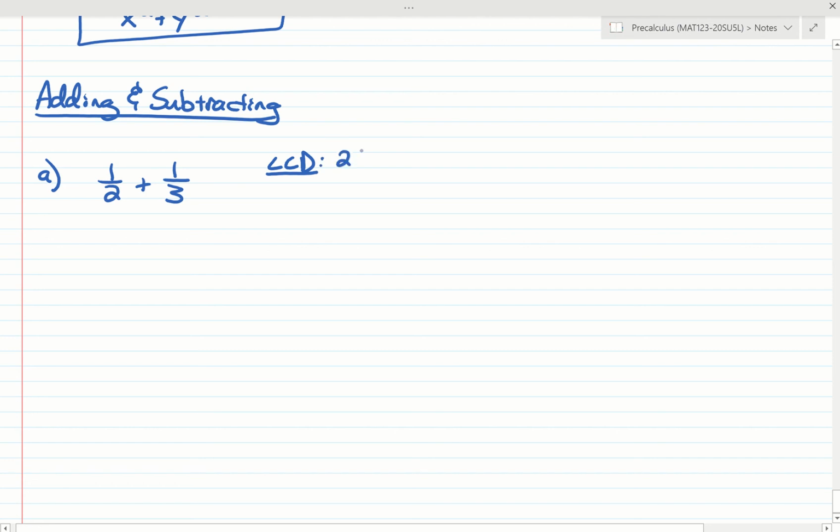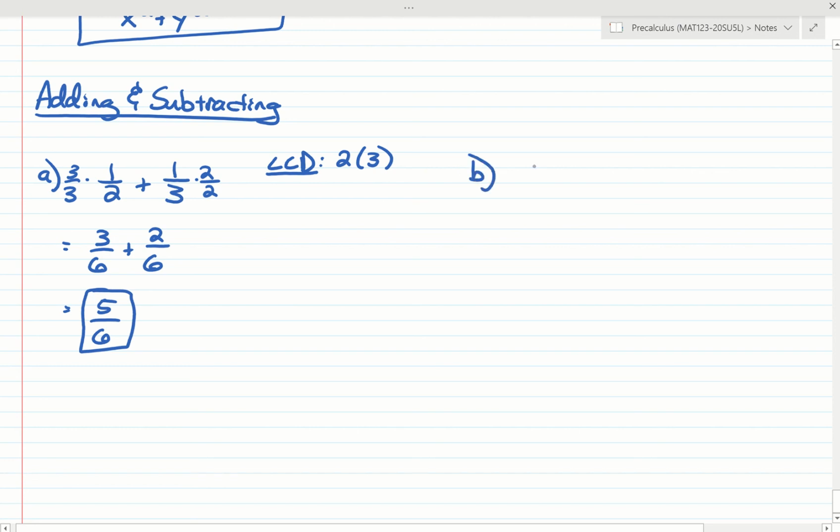6 factors to be 2 times 3. We need a factor of 2 and a factor of 3 in each denominator. So whatever you're missing, we multiply the top and bottom of that fraction by it. And we get 3/6 plus 2/6 gives us 5/6. All right, so let's get a little bit more advanced here. What if we had a problem like 5 over 9x squared plus 6 over x?